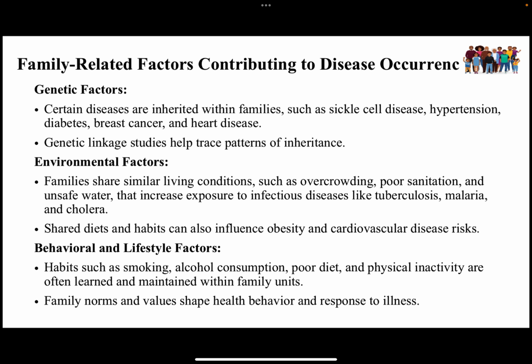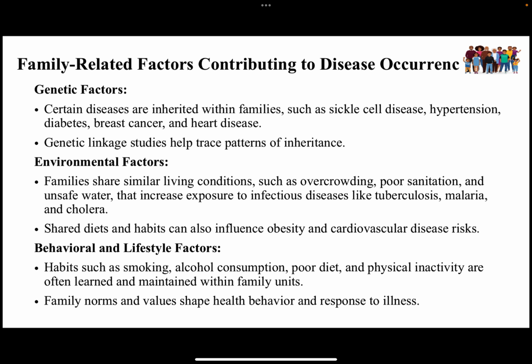Okay, so the genetic factors, the environmental factors, the behavioral and lifestyle factors, all these come together and play a huge role in influencing the occurrence of disease. And that is why family studies is very important in epidemiological studies, or very important in epidemiology.